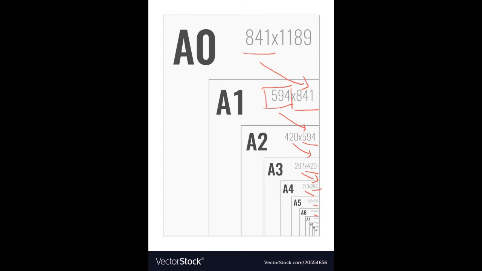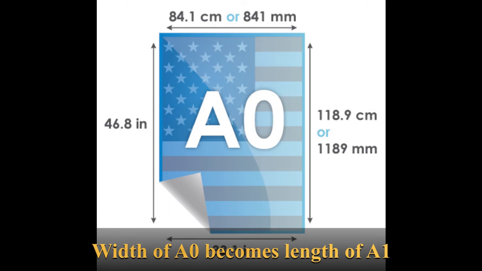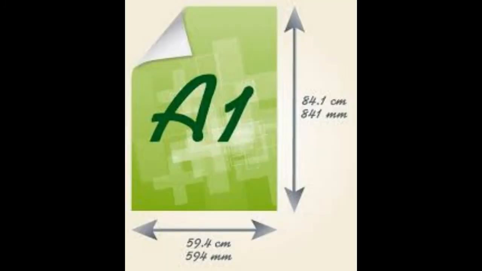The first most fascinating fact about the A size paper series is that the breadth of A0 becomes the length of A1 and the hierarchy goes on and on. The second most fascinating fact is that the breadth of A1 is half the length of A0. So let's take an example according to the table. A0 has a breadth of 841 and a length of 1189, and A1 has a breadth of 594 and a length of 841. So here the breadth of A0 becomes the length of A1, and the breadth of A1, 594, is half of the length 1189. When we divide it by 2, you can see the result.